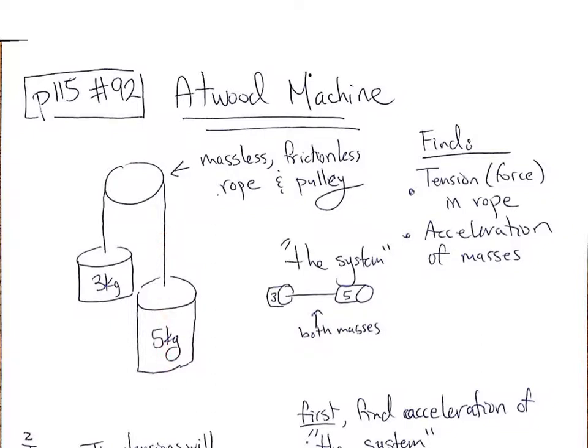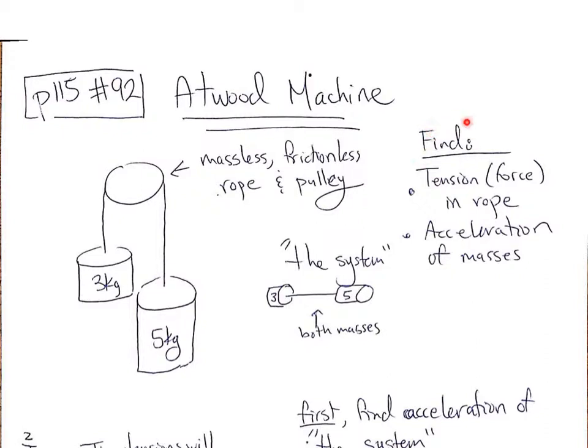So this is going to move downward, and this is going to move upward. Because the string, cable, or rope doesn't stretch, the acceleration of this downward is the same as the acceleration of this upward. To understand this better, we think of the two masses that are connected together as the system. Okay, and this system is going to have some force acting on it, and it's going to experience some acceleration.